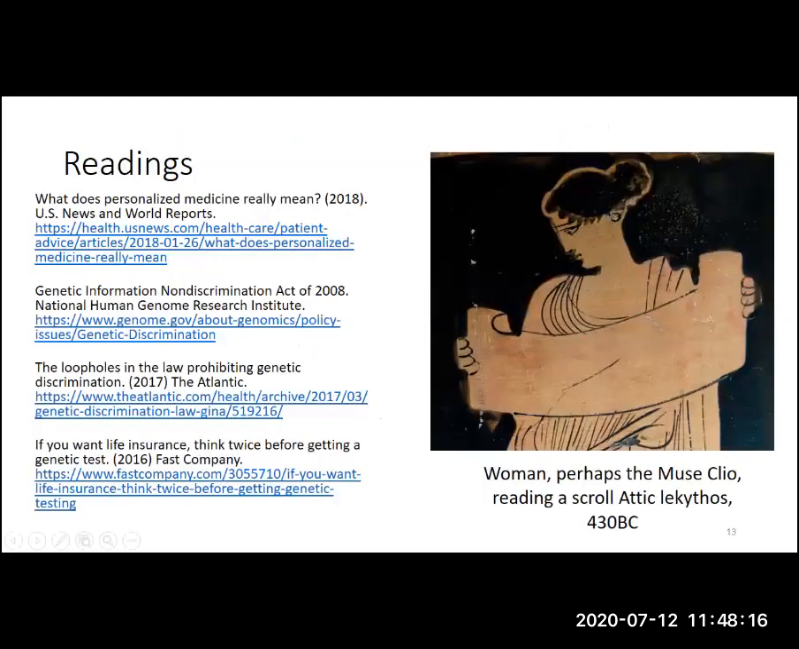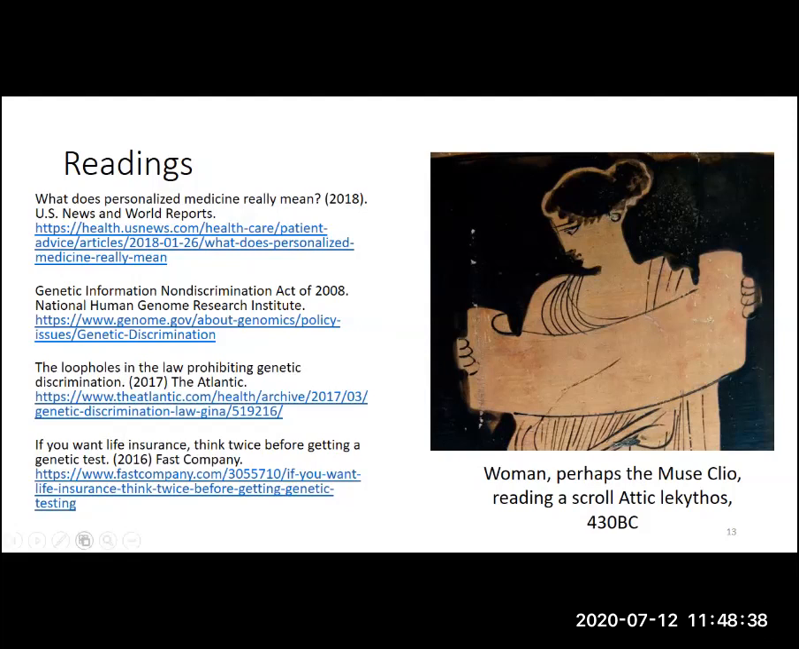Some readings associated with today's lecture. What does personalized medicine really mean? The Genetic Information Non-Discrimination Act. This is the National Human Genome Research Institute talking about that. Loopholes in the law prohibiting genetic discrimination. So this again points out, you're protected in some areas, but you're not protected everywhere.